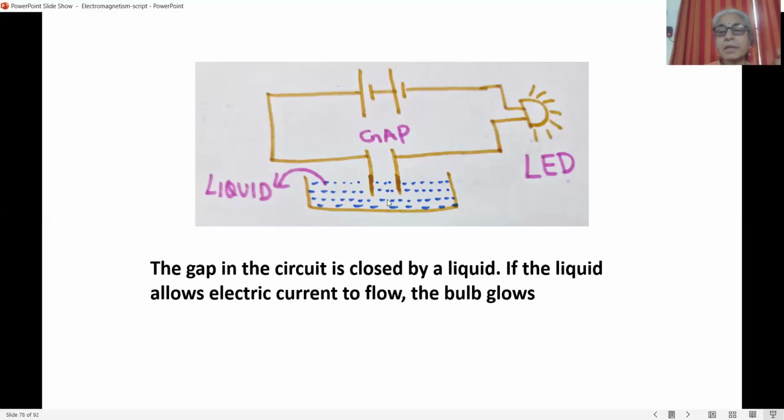If the liquid allows electricity to pass through it, then the electricity flows from the positive terminal of the cell through the wire, then through the liquid, and then through the bulb and back to the negative terminal. So the bulb glows because of the flow of electricity.